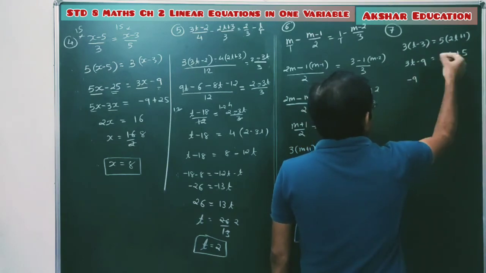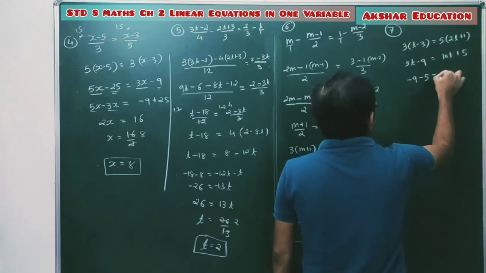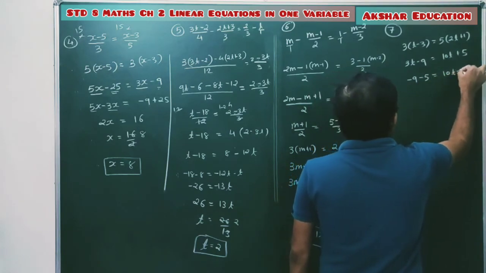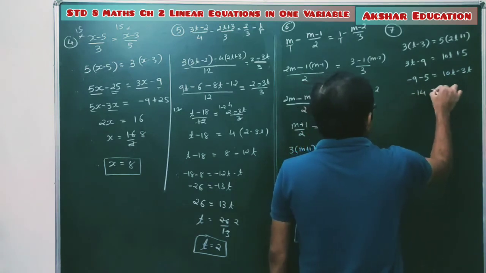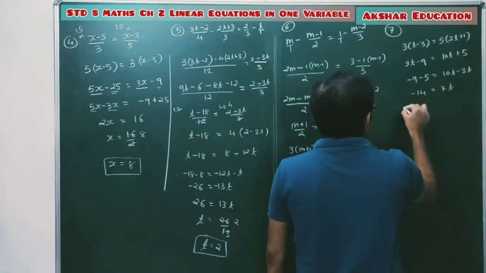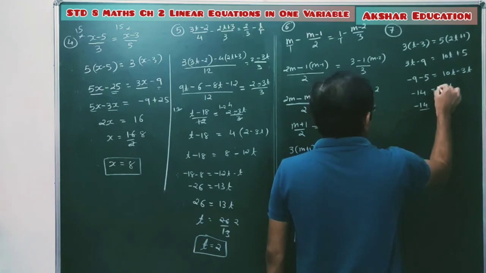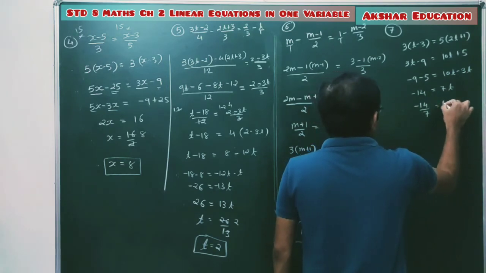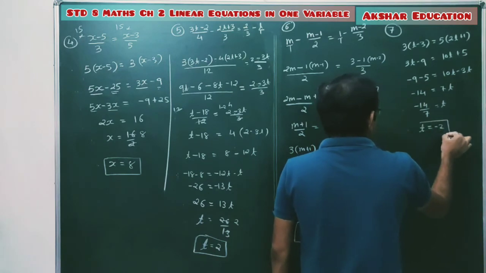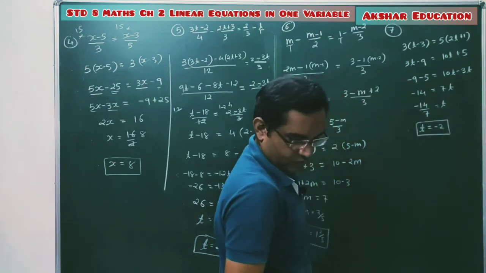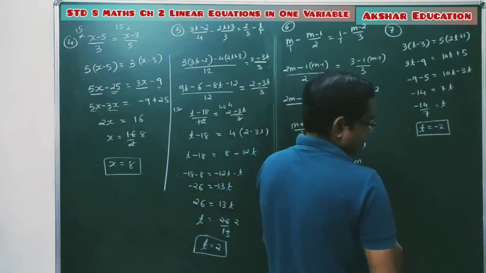So taking this plus 5 on the left hand side, so minus 5, and 10t minus 3t. So it's minus 14 equal to 7t. So minus 14, 7 comes into division, so equal to t. And there we are getting t equal to minus 2. t equal to minus 2 is the solution.